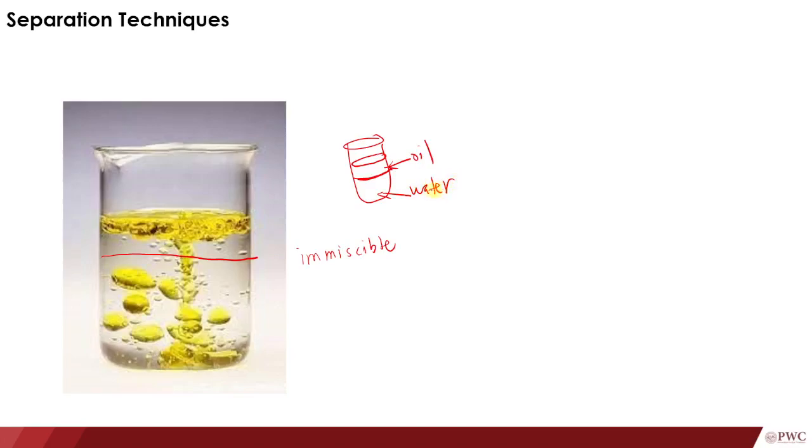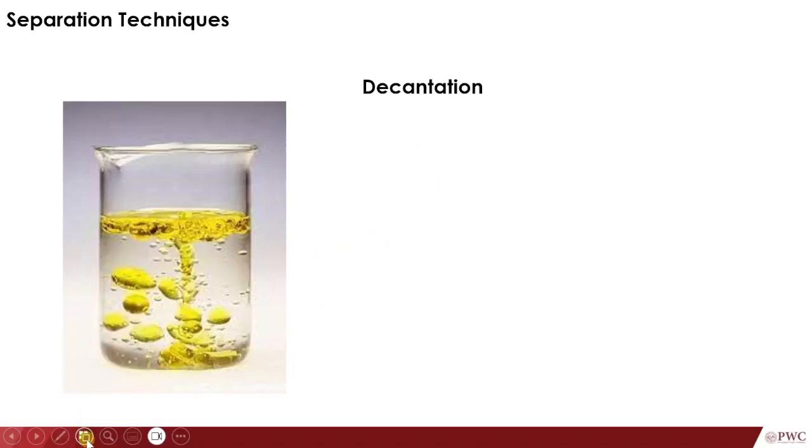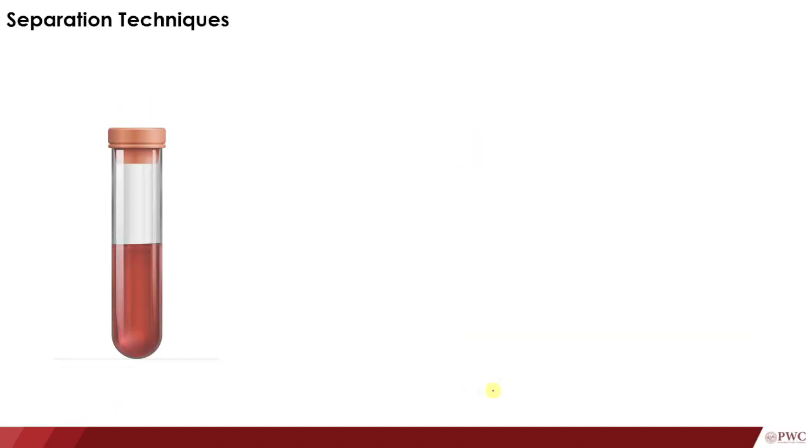Then after that, I could just do decantation. But here, I can use a special tool, which is your sep funnel or a separatory funnel. Again, it will form these layers over time, then the oil will stay on top, then the water below. Then I could just open the valve and release the water. After that, I now have separated the oil from the water.